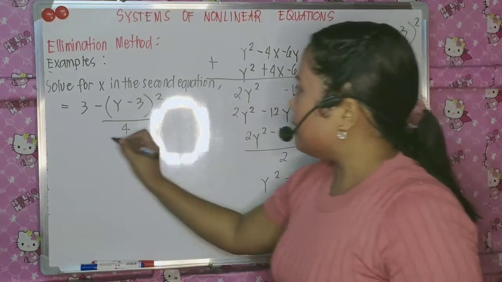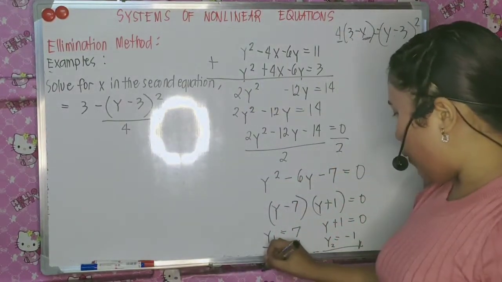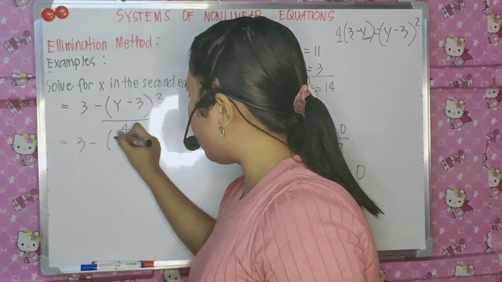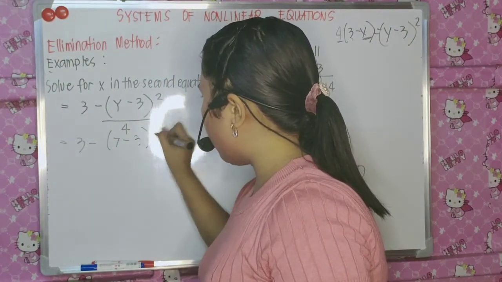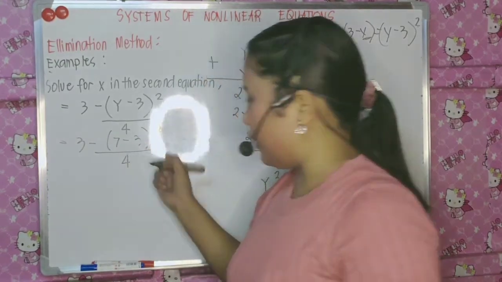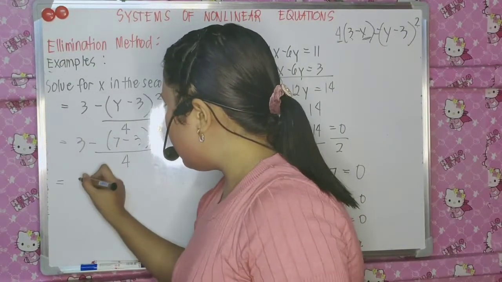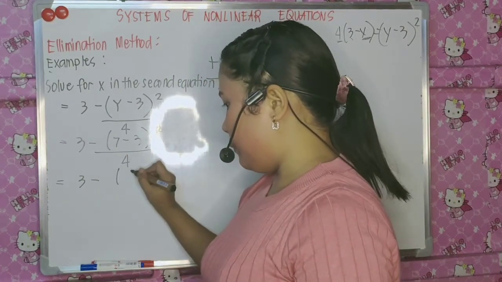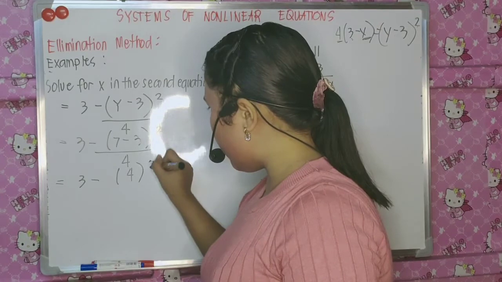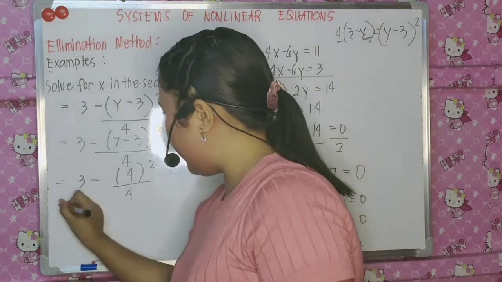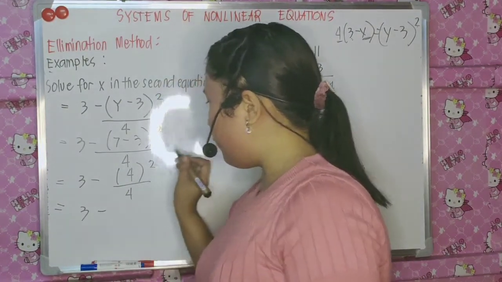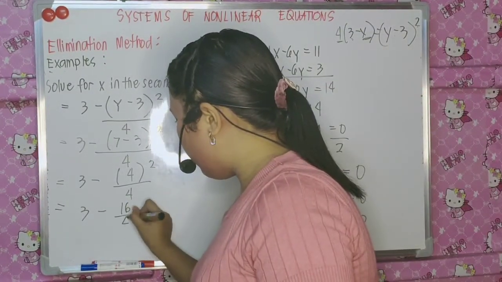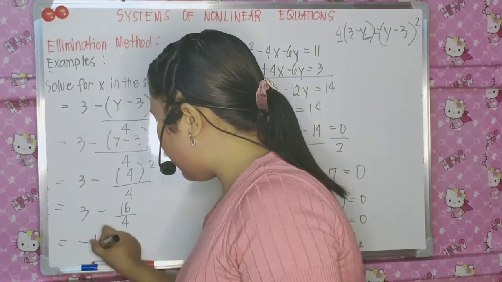Okay? So, ayan. So, gamitin natin dito yung y sub 1 natin, which is 7. So, we have 3 minus, so yung y magiging 7 minus 3 squared over 4. Okay? So, simplify lang natin siya. So, 3 minus, 7 minus 3, we have 4 squared over 4. And then, so 3 minus 4 times 4, we have 16 over 4. So, the answer for this is negative 1.